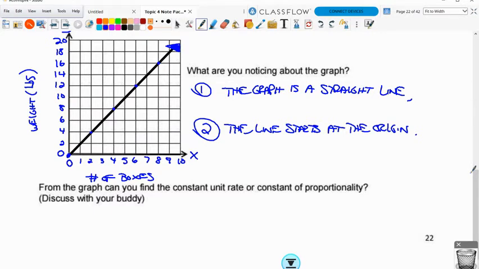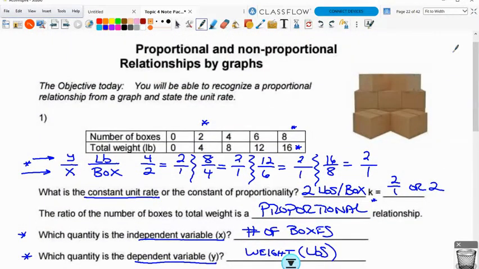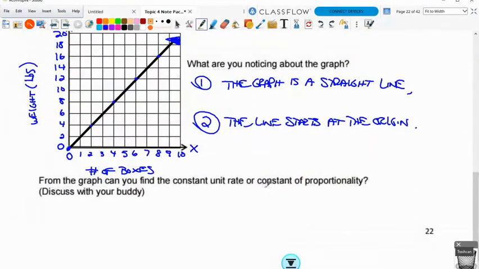Remember when we did the constant of proportionality up above, we simplified all these ratios down to 2 over 1. Remember right here, the ratios were set up as y over x. So when I do this to get my value of the constant of proportionality k, k is going to equal y over x, which in this example, when we simplified everything down, was 2 over 1.